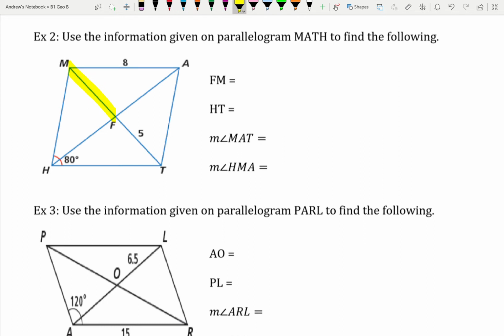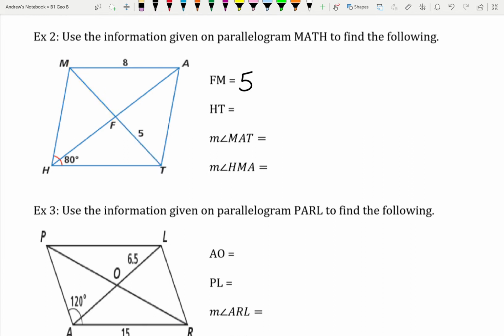What I'm seeing and thinking through as I approach this problem is that MF, or FM, is part of a diagonal. In fact, it's part of this diagonal with its other piece in the pink there. What I know, because we're told that this is a parallelogram, is that the diagonals are bisected when they meet in the middle. So if I know that that pink side is 5, that means that FM also has to be 5, because it's bisected, which means it's cut directly in half. There's half of its length in the pink and half of its length in the yellow, so those pieces have to be the same. All right, cool.